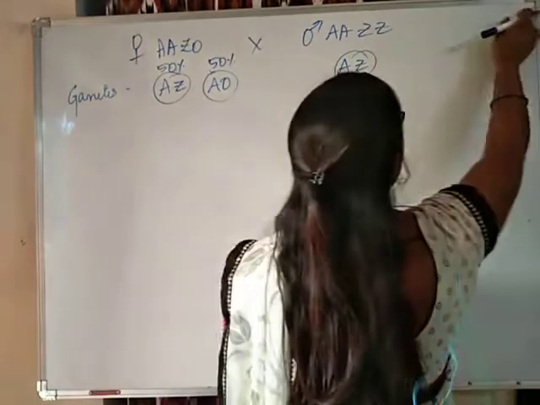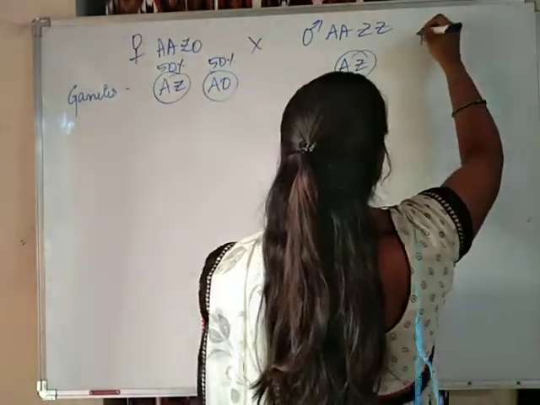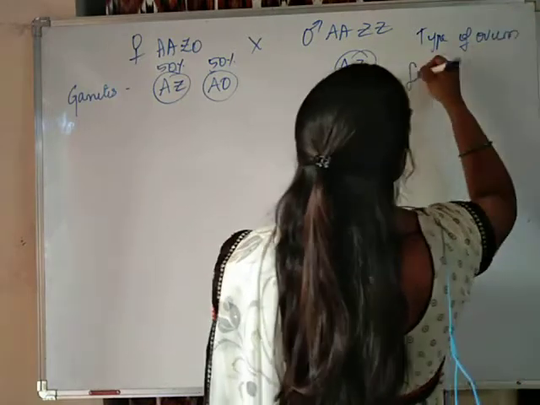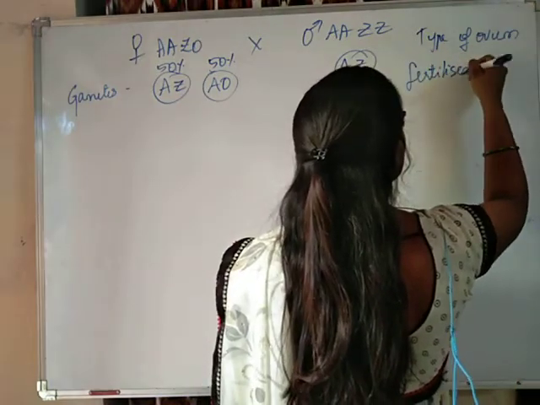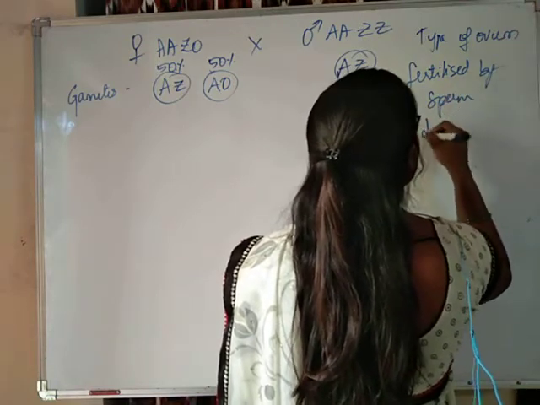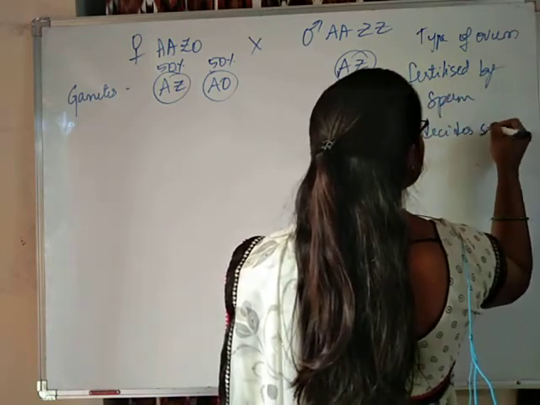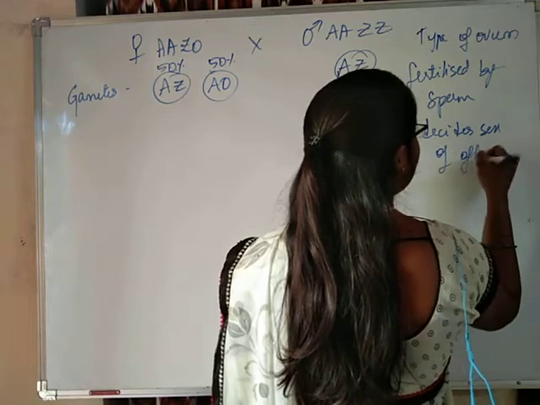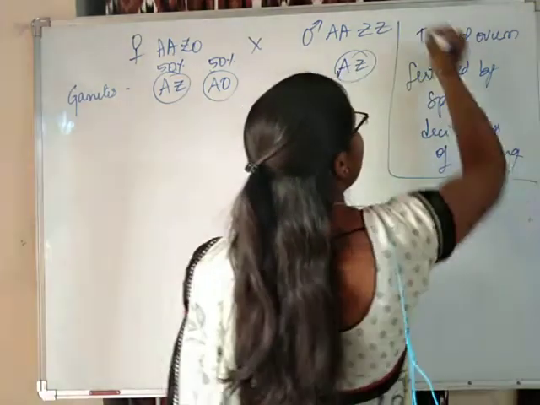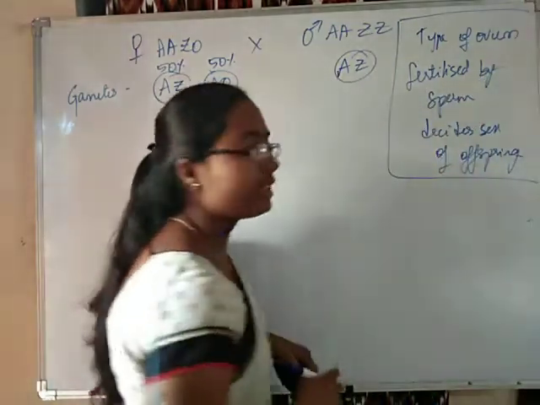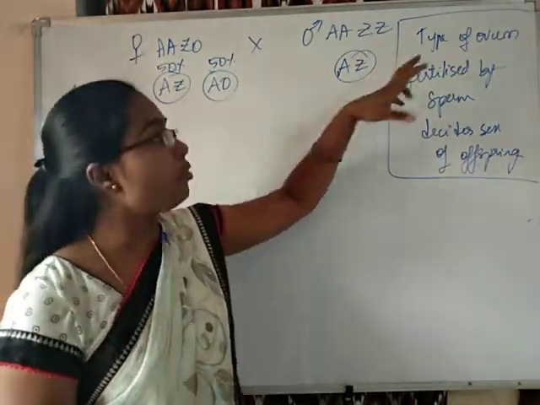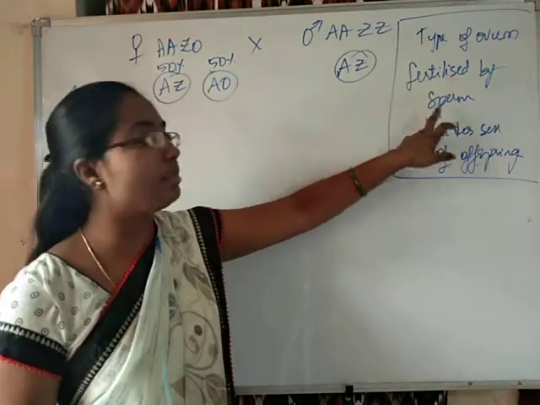I will write it here. Here, the sex in case of female heterogamety is decided by the type of ovum fertilized by the sperm. The type of ovum fertilized by the sperm decides the sex of the offspring. Okay, how is the sex of the offspring determined? The type of ovum fertilized by the sperm.